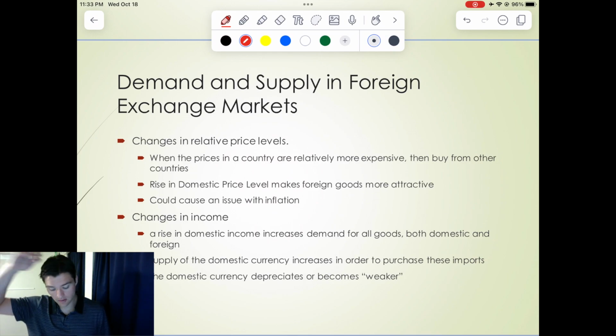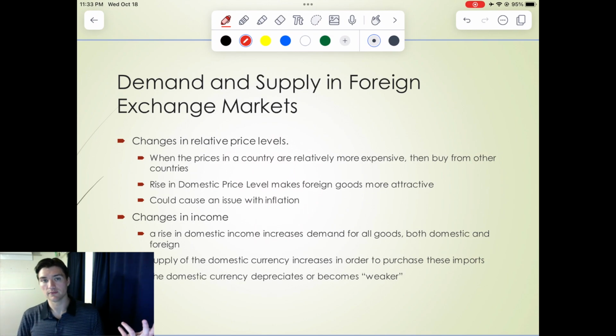This rise in the domestic price level makes foreign goods more attractive. But what happens here is you're demanding more of the foreign currency. So what happens to the value of that currency? If you're demanding more of that currency, it becomes stronger. And what can they do with the stronger foreign currency? They can buy more US goods. So basically, because you're buying more imports, foreign countries can buy more exports from the US.